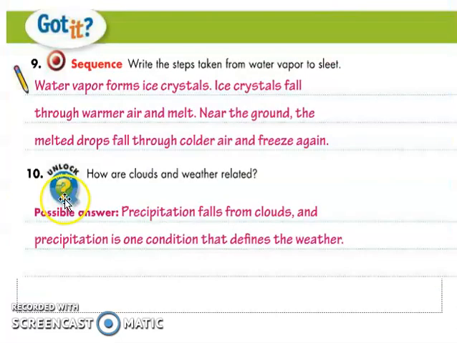Okay, let's go to question number 9. Write the steps taken from water vapor to sleet. So what are the steps? How does the water vapor become sleet? Water vapor forms ice crystals. Ice crystals fall through the warmer air and melt near the ground. The melted drops fall through the colder air and freeze again. If you look back at the discussion a while ago, this is how sleet is formed.